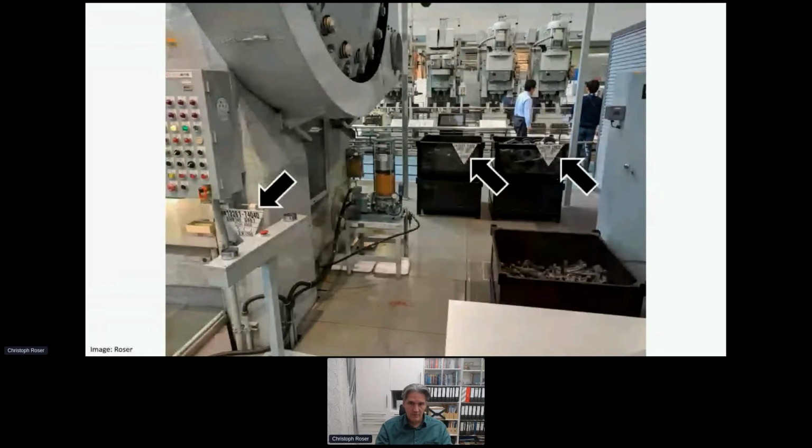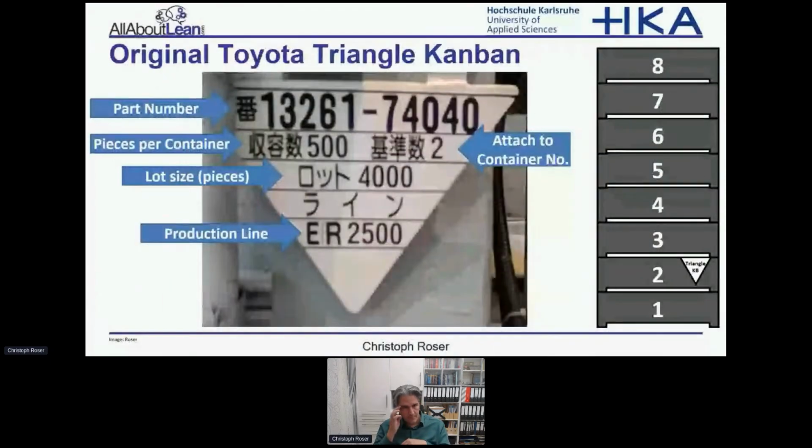And looking a little bit closer at the triangle Kanban, you see a part number. You see how many pieces, 500 pieces per container. One Kanban represents 4,000 pieces, so that's our lot size to be produced on the machine ER 2500. So all the basic information you need for a Kanban, just telling you how much and of what part, where to produce.